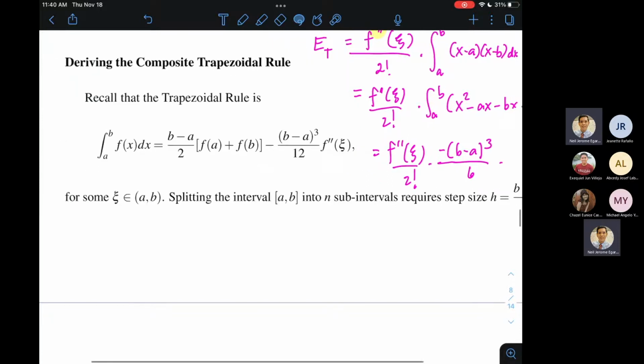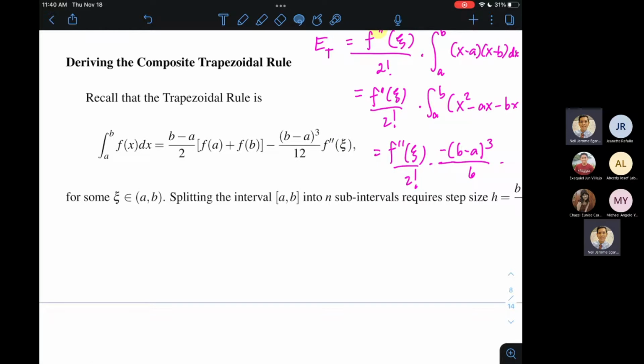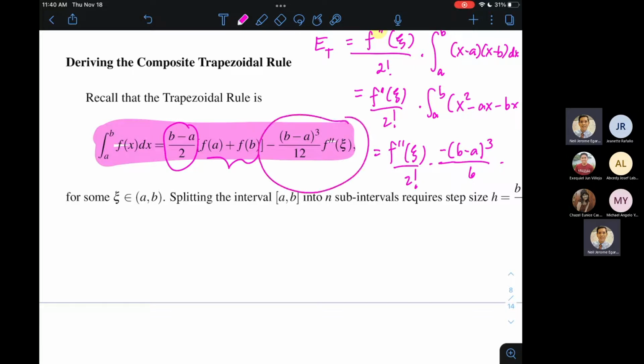Okay? Now, let's start with the composite trapezoidal rule. Recall that the trapezoidal rule is given by this formula. Okay? So you have half of the interval times f of a plus f of b. And then we have derived that the error term is negative (b minus a) cubed all over 12 times the second derivative at c. So what will happen is, hatiin ko yung interval AB into subintervals.